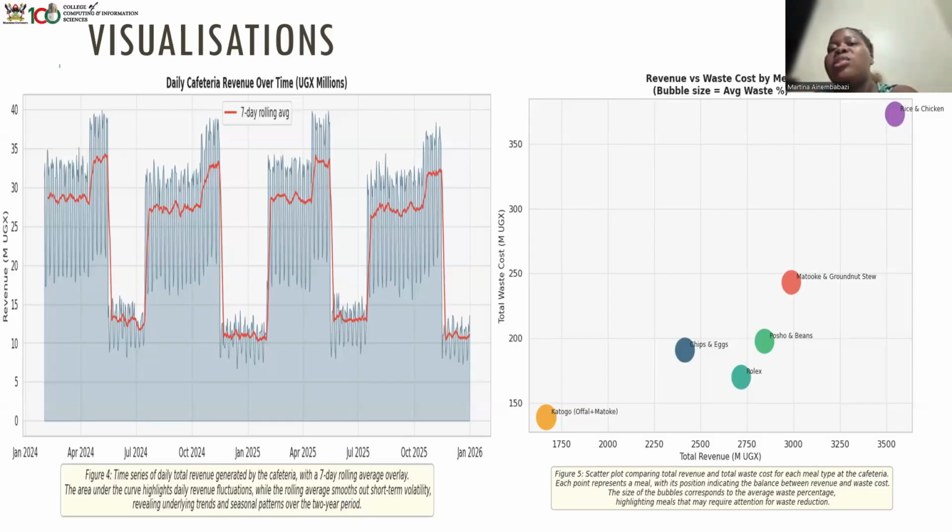We have also noticed that Katogo, it seems Katogo is prepared less because we also have less waste cost, and we also generate the least revenue from it.